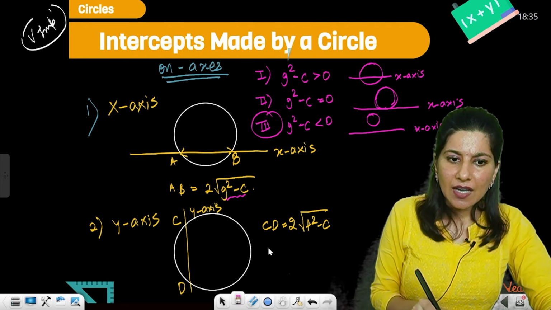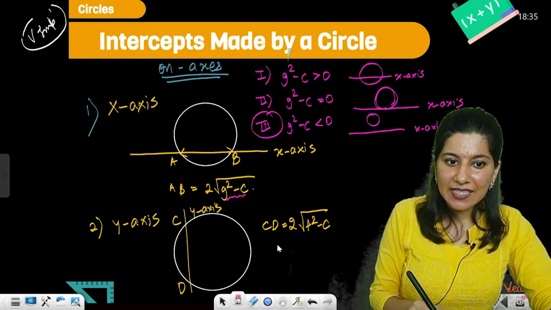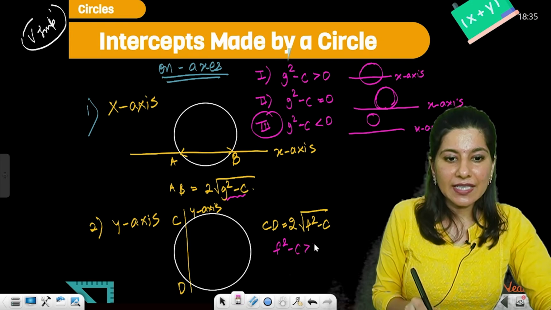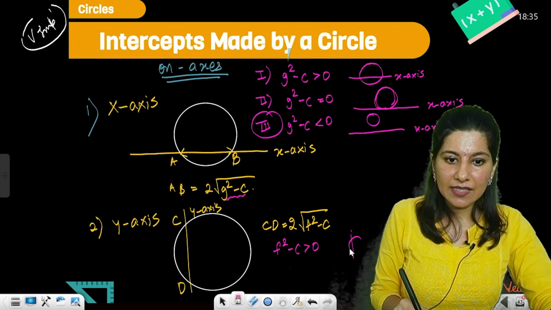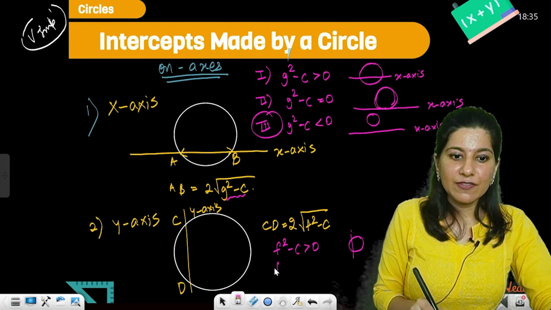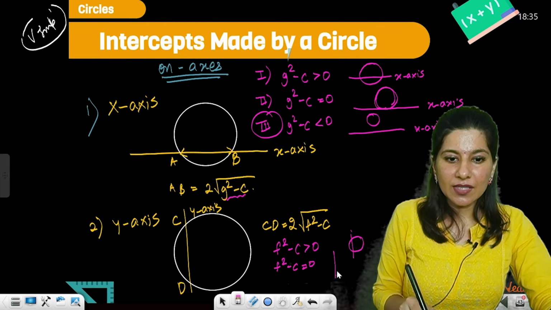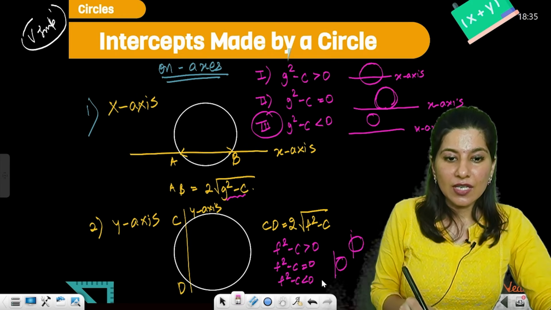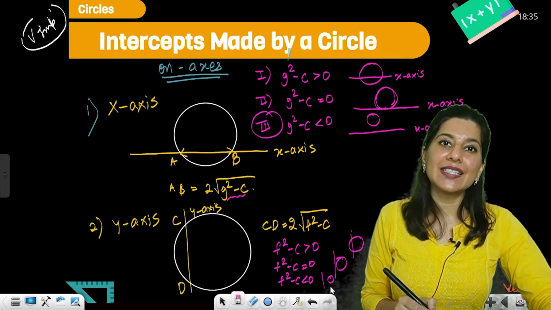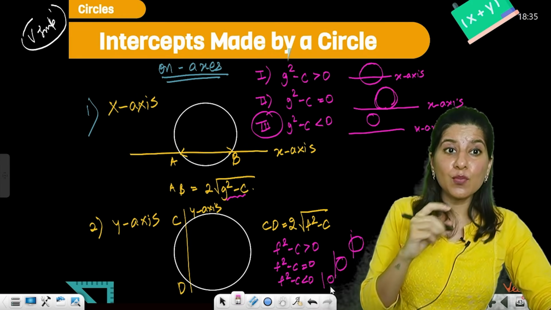Same, you can make 3 cases for the y-axis as well. F square minus c greater than 0. That means this is the case. F square minus c equals 0. Circle is touching the y-axis. F square minus c less than 0. Circle is neither touching nor intersecting the y-axis. So this is actually a very important point.